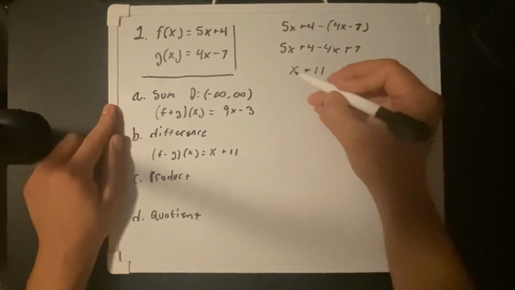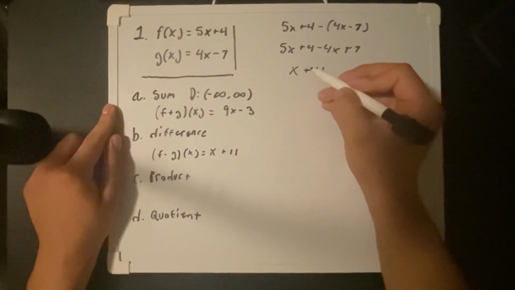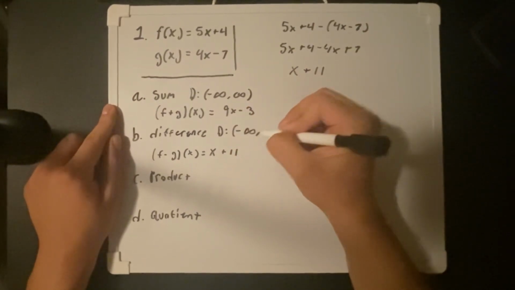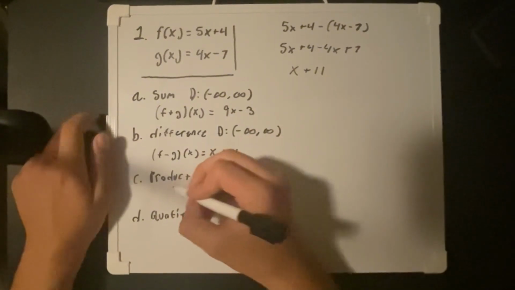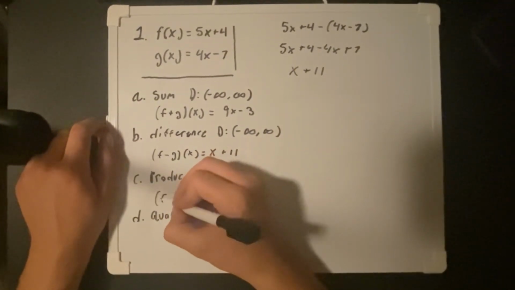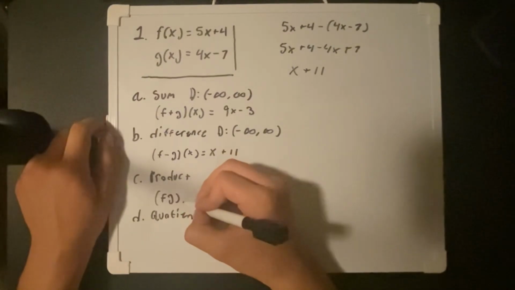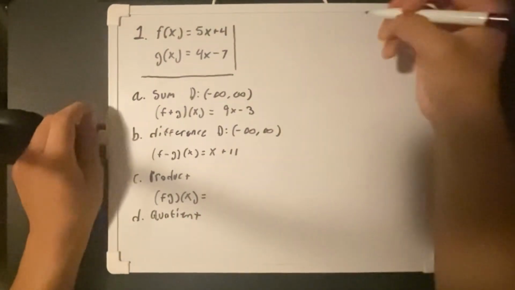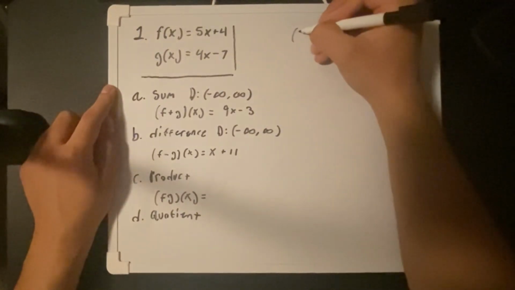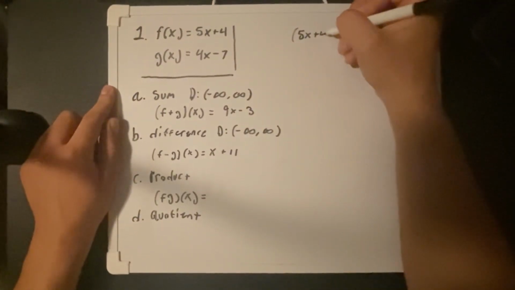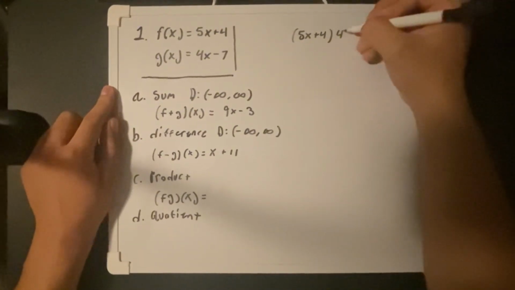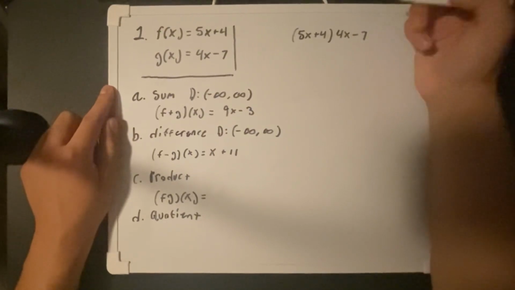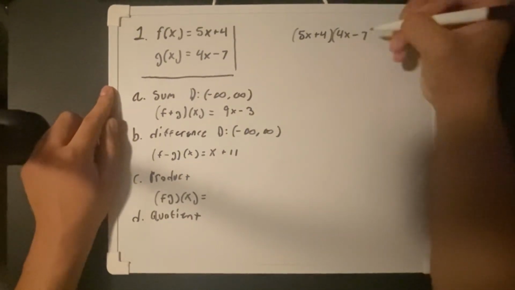And again, our variable isn't in any type of square root, so our domain will also be all real numbers. For the product, we have f multiplied by g of x equals our answer. To write this down, we would write parentheses 5x plus 4 multiplied by 4x minus 7. You could also include these in parentheses, but it is considered unnecessary, but I like to include it.